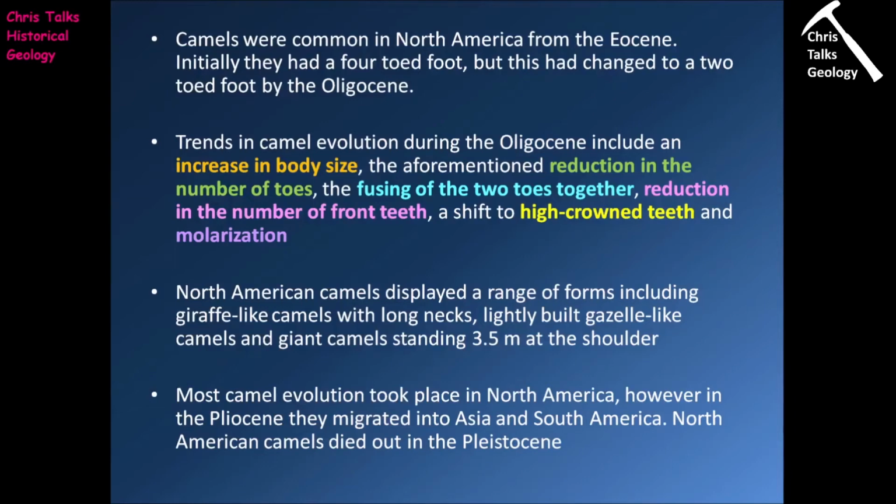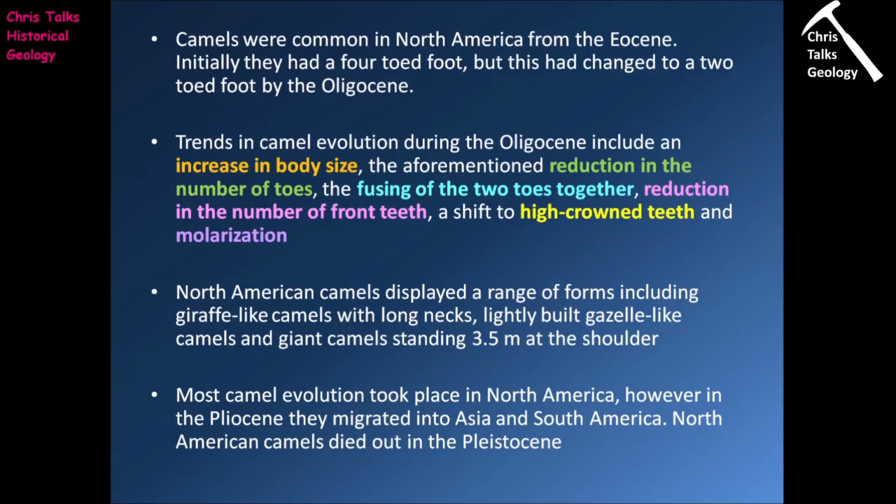The camels were common in North America from the Eocene onwards. Initially, camels had a four-toed foot, but this had changed to a two-toed foot by the Oligocene. Now, trends in camel evolution during the Oligocene included an increase in body size, the aforementioned reduction in the number of toes, the fusing of the two toes together to produce a more robust leg and foot, a reduction in the number of front teeth, a shift to high crown teeth, and molarization.